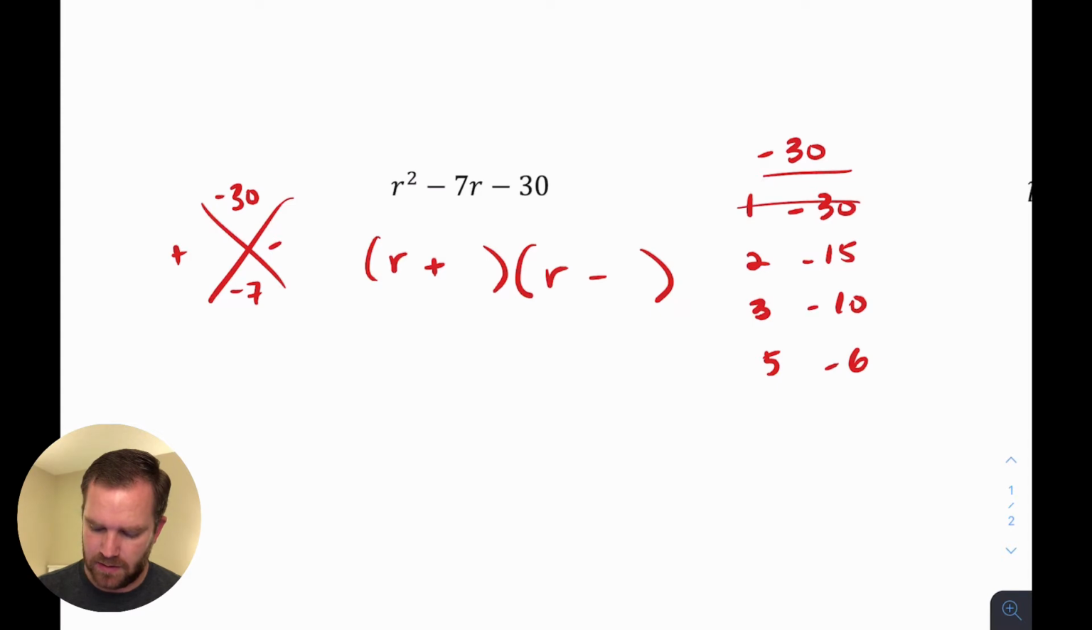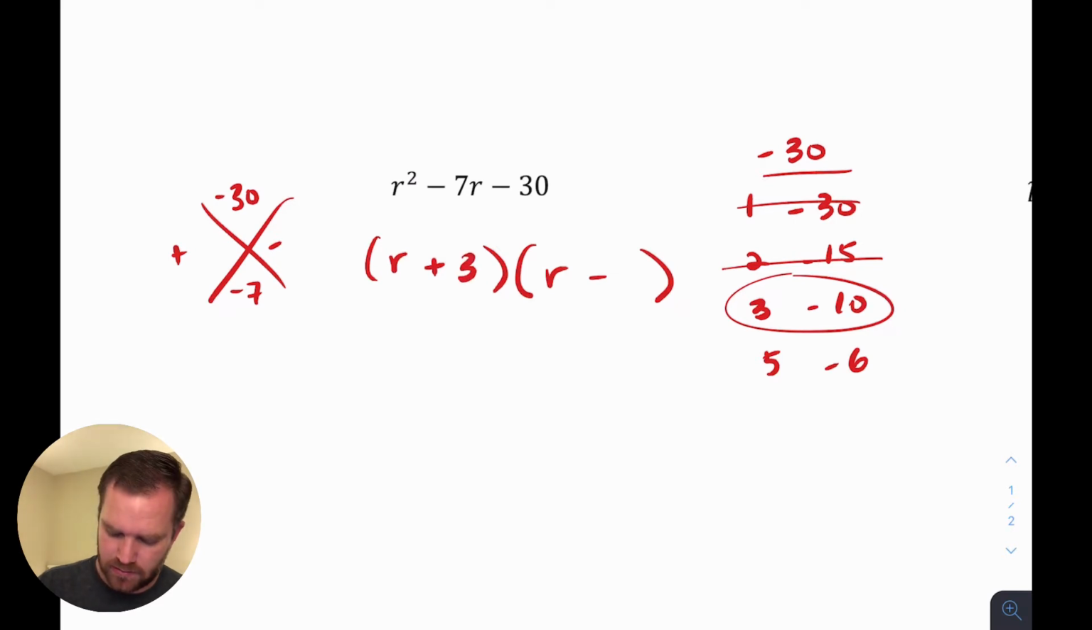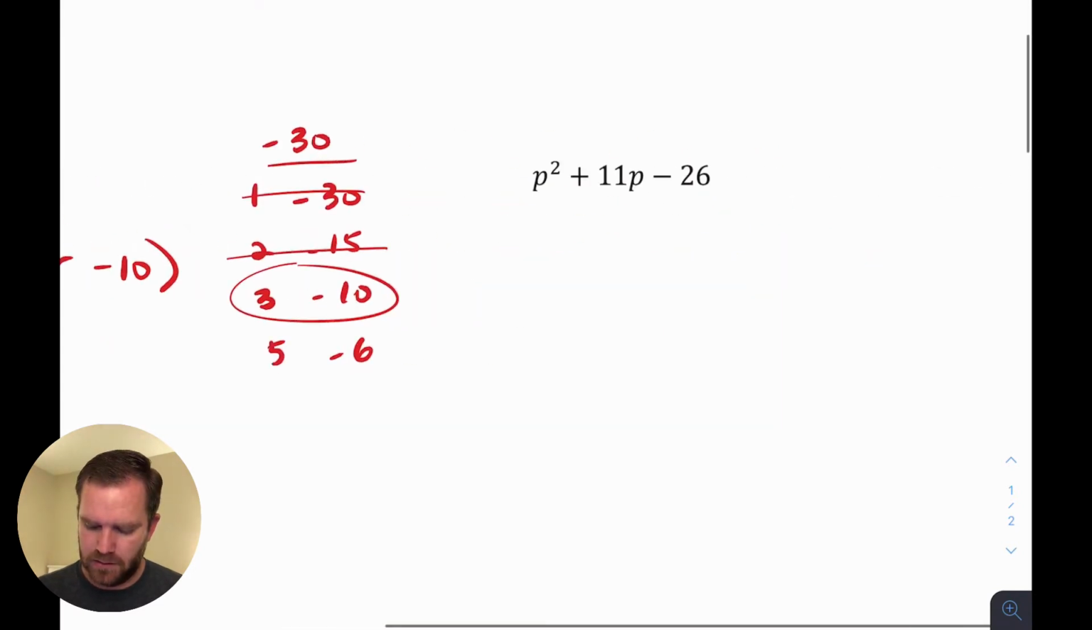So which of these sum to -7? Well, that sums to -29, -13, -7. So the 3 is positive, so it's going to be r plus 3, and the 10 is negative, so it'd be r minus 10. So then what would this one look like?